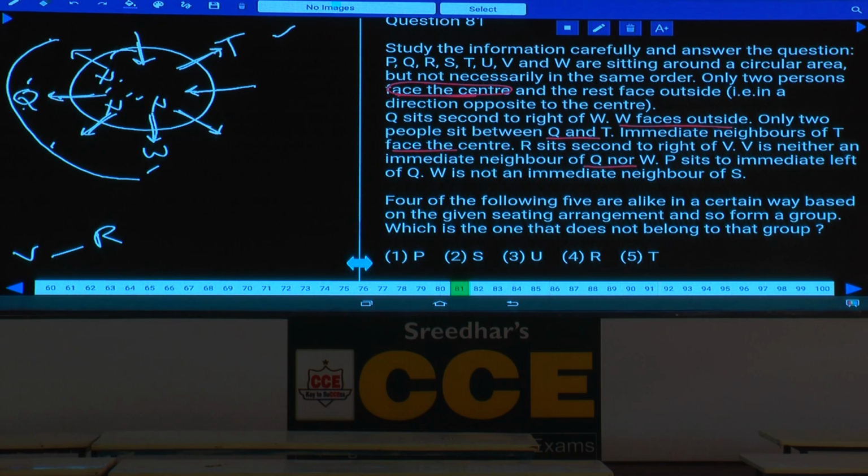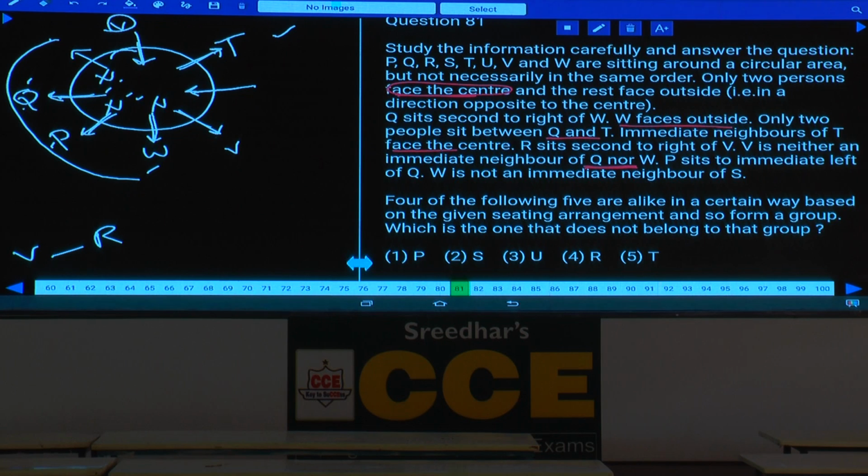P sits to the immediate left of Q. As P is to the immediate left of Q, P here is fixed. V is neither an immediate neighbor of Q nor W. R sits second to the right of V. As R is seated second to the right of V, tell me V can be at this place or not. If V is here, R sits second to the right of V, Q and R must be in the same place, which is not possible, hence V cannot be here, isn't it? Then tell me V can be at this place or not.